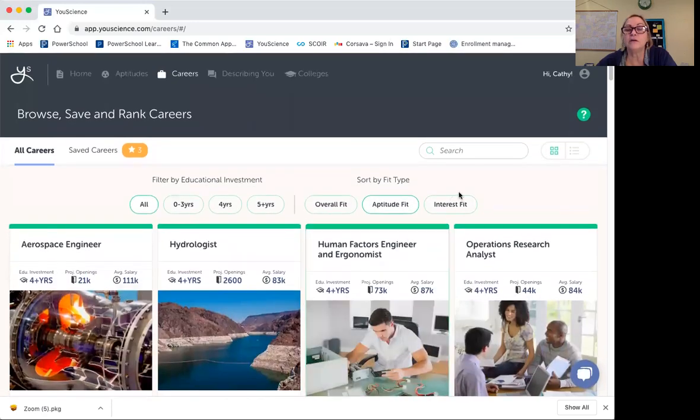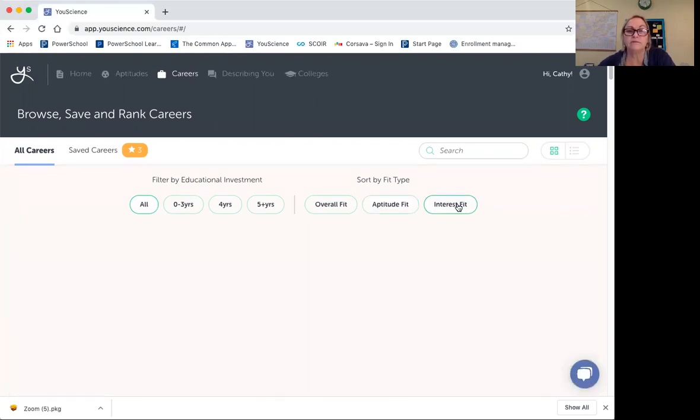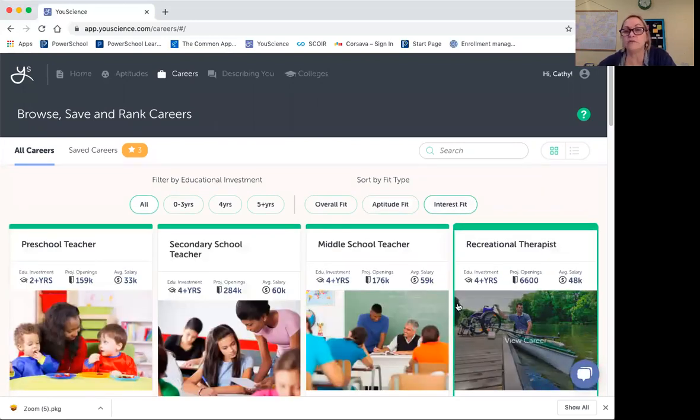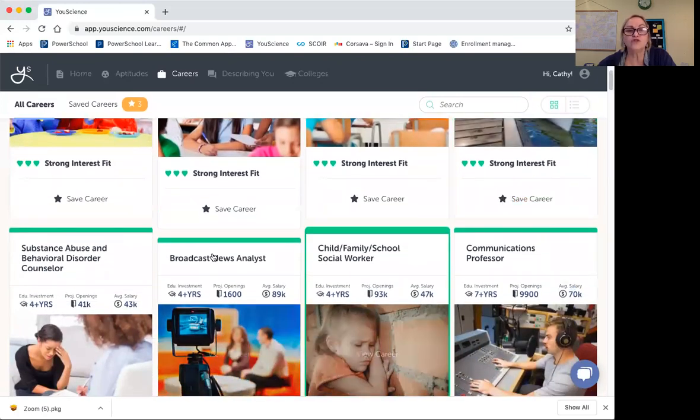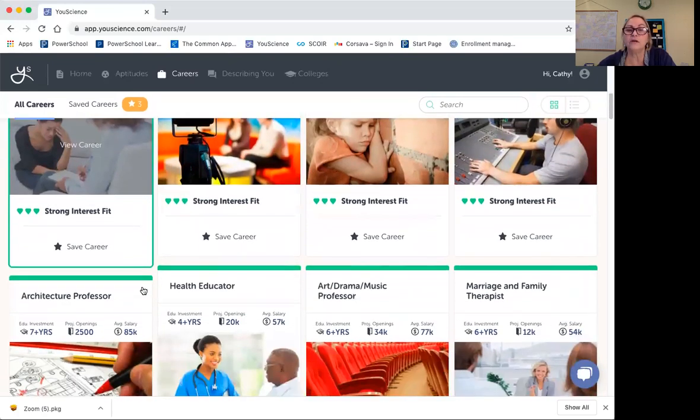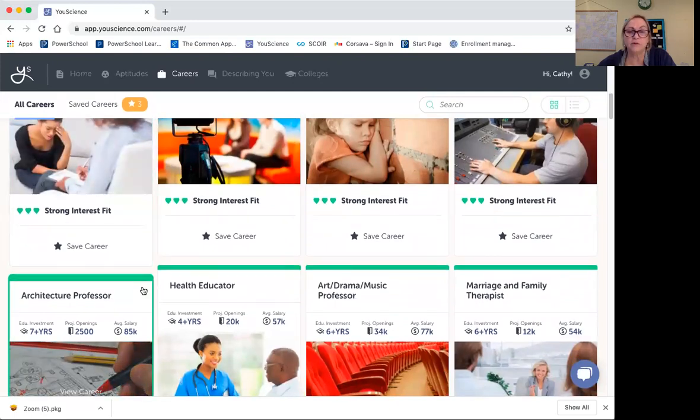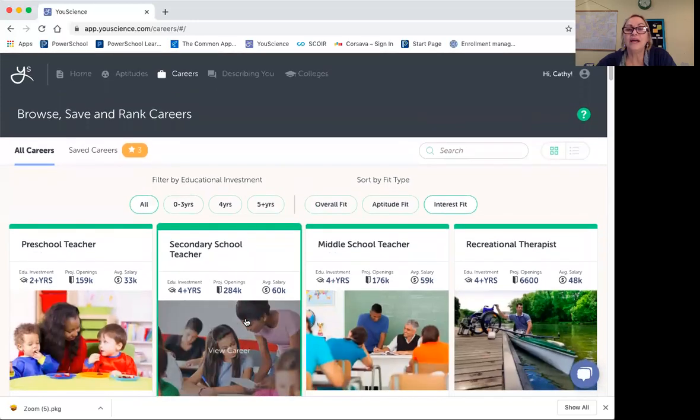But if we look at my interest fit, so take aptitude out and just what I'm interested in doing, it's all teacher jobs. Teacher and recreation therapist, social worker. I mean, the things that are much more kind of helping professions, because that's what feeds me. So it's kind of fun to look through the two of them.